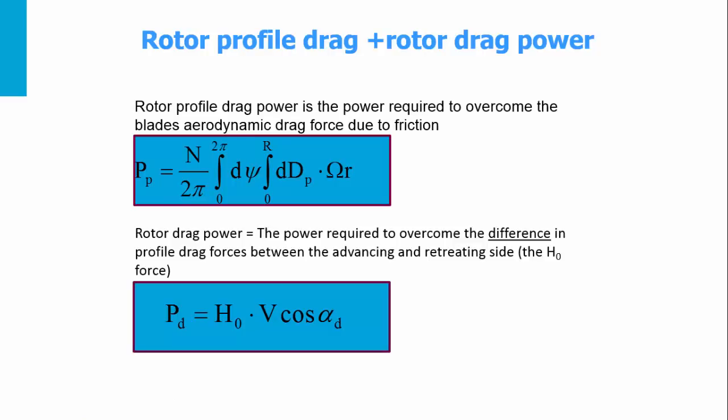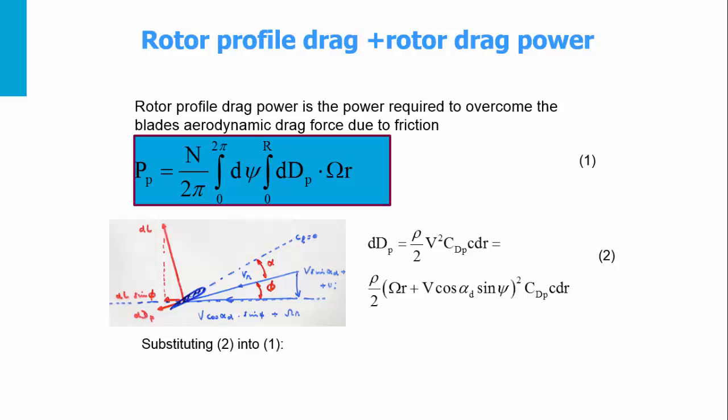If you remember, we demonstrated that the rotor profile drag power is the power required to overcome the blade's aerodynamic drag force due to friction, and it was an integral of the drag force along the radius and along the azimuth, multiplied by the number of blades divided by 2 pi. On the other hand, the rotor drag power was the power required to overcome the difference in profile drag forces between the advancing and retreating side, and it was due to the so-called H0 force.